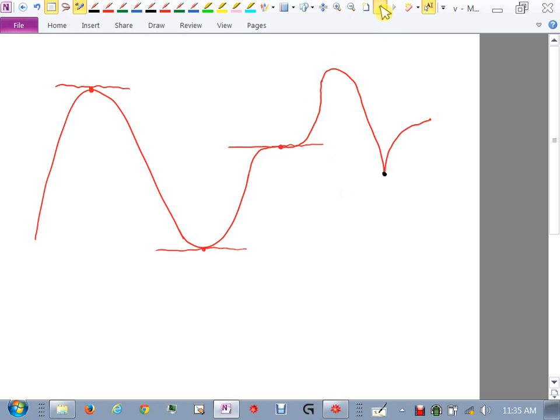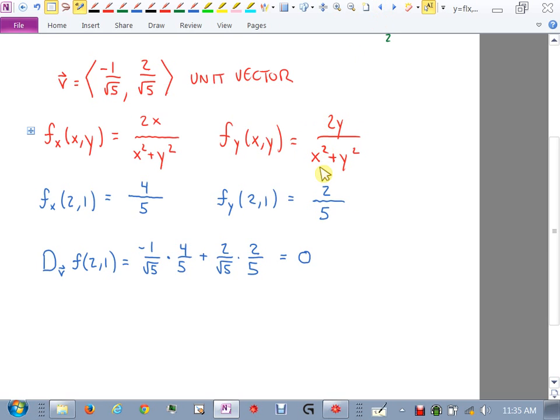All that we did was show that in this one particular direction, if you were standing there, the slope would be 0 in that direction. You might turn a little bit to the right and the graph starts going up. That could be the case.